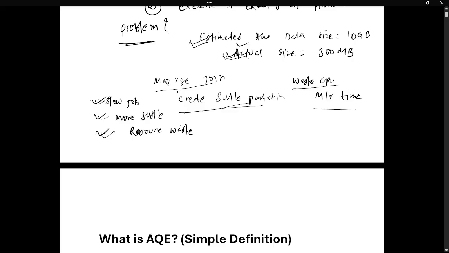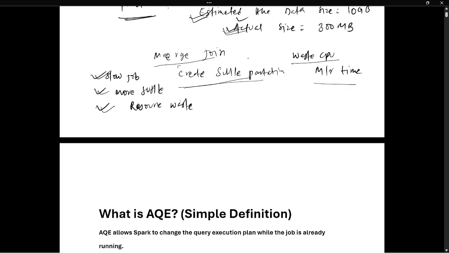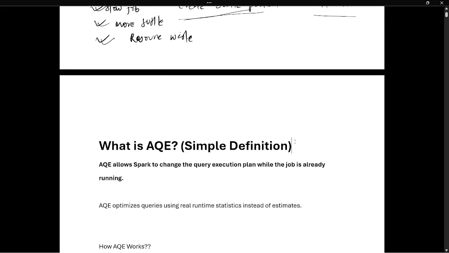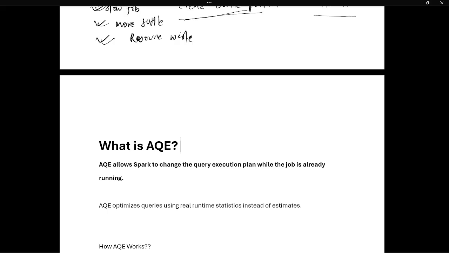Now we will go through the AQE definition. So what is AQE basically? AQE allows Spark to change the query execution plan while the job is already running. So it is changing at the time of run, and that is called a dynamic change. AQE allows Spark to change the query execution plan while the job is already running.